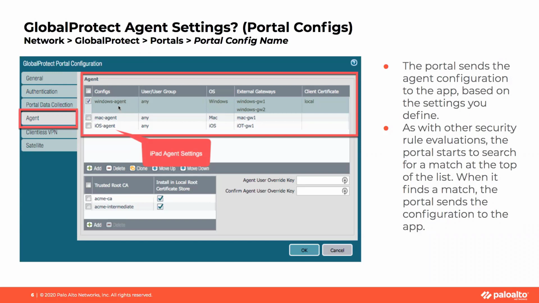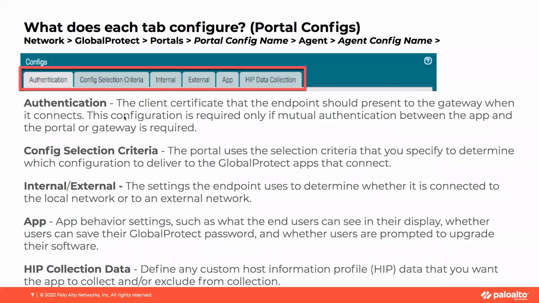So let's dive right into one of these agent settings. Say I'm on the Windows agent settings, and I go into those Windows settings. I get 6 tabs, and these tabs are configurable. We're going to cover most of these right now. We have authentication. We have configuration selection criteria, meaning what kind of OS and what groups are on. The gateways, we have internal and external gateways. We have apps, the app.